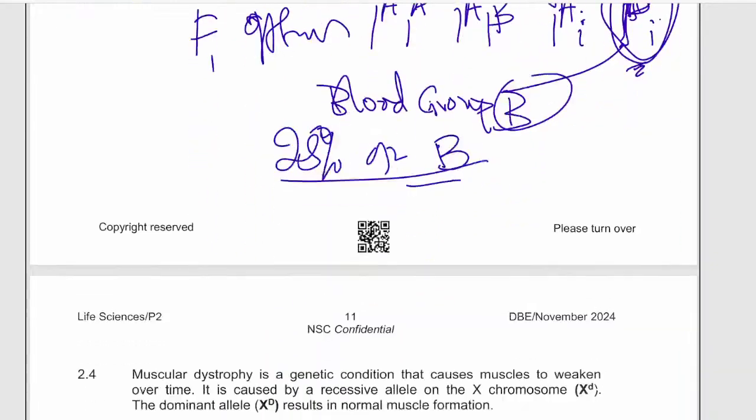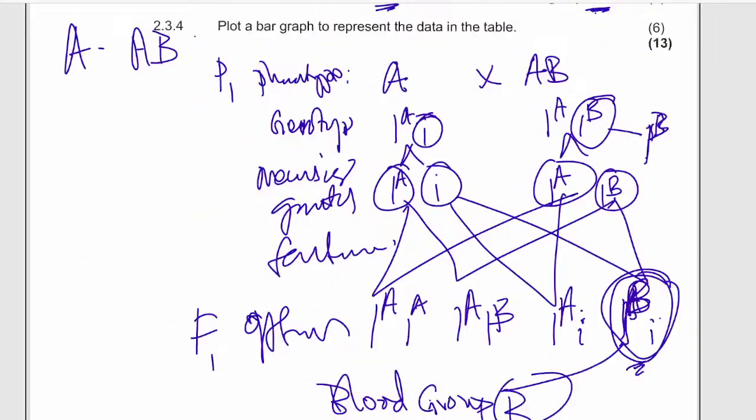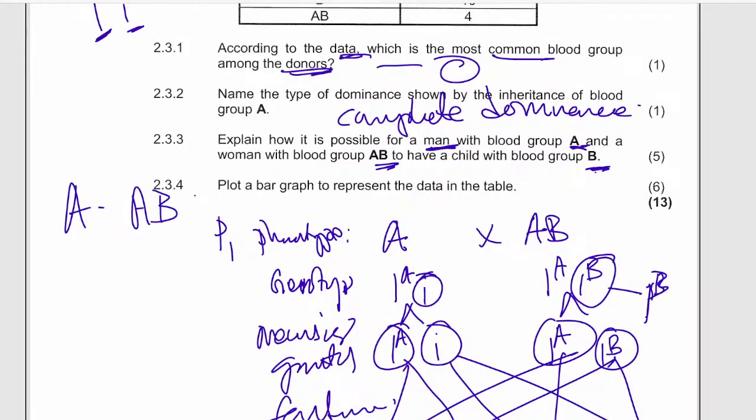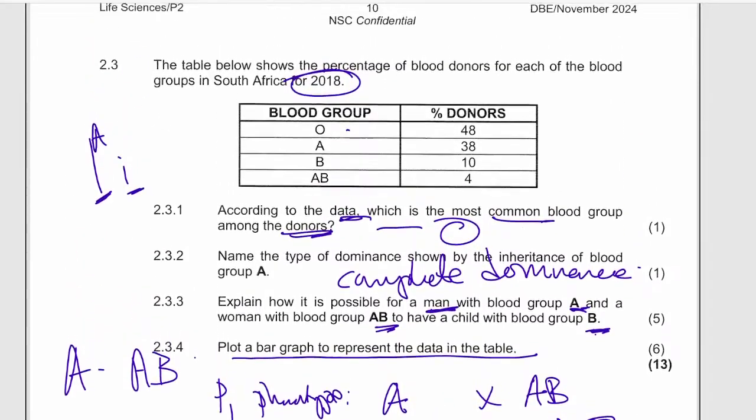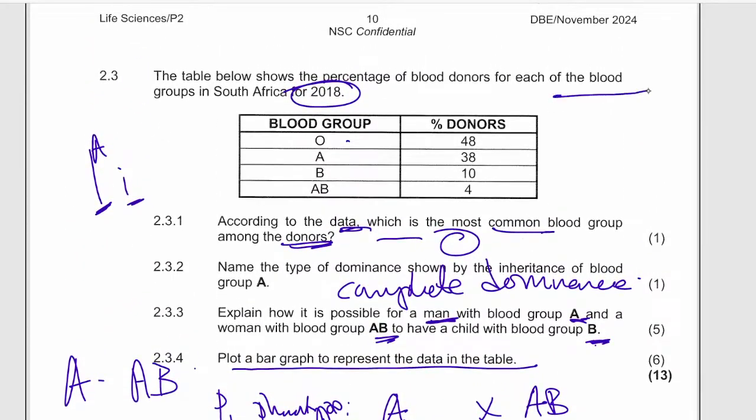Then the last question on this was a little bit simpler. Plot a bar graph of the data. This one, just plot the bar graph. For a bar graph, you're supposed to put the caption and you're supposed to put the bars. They say the table below shows the data, and the blood group is the independent variable. So this is the blood group.